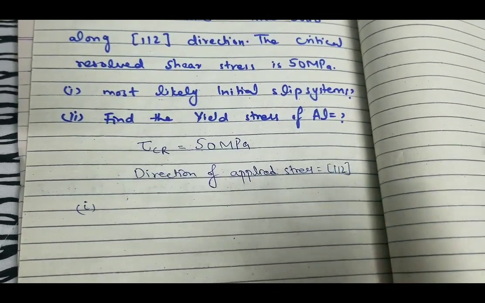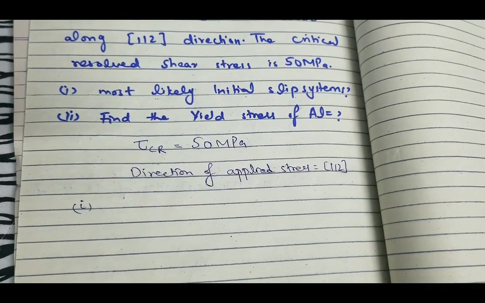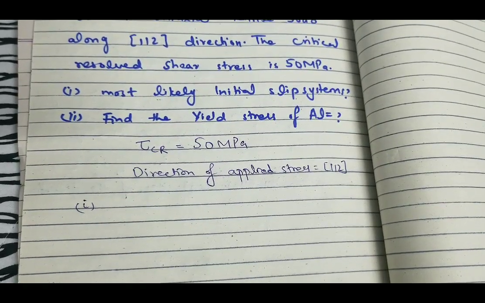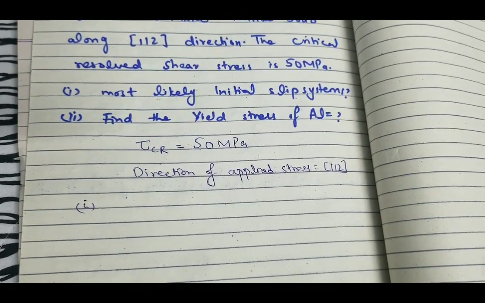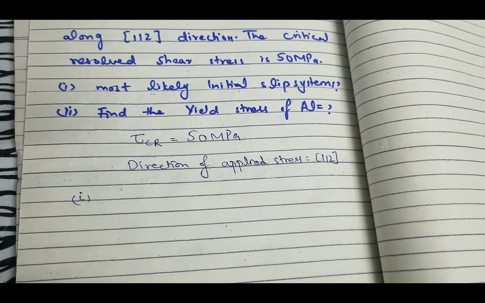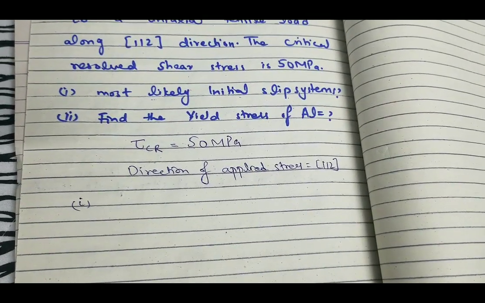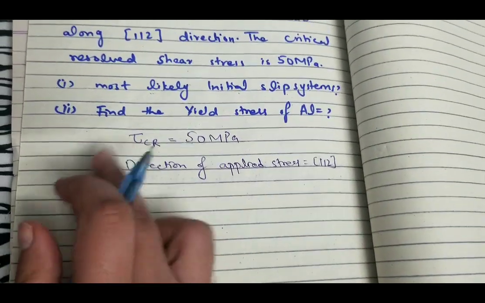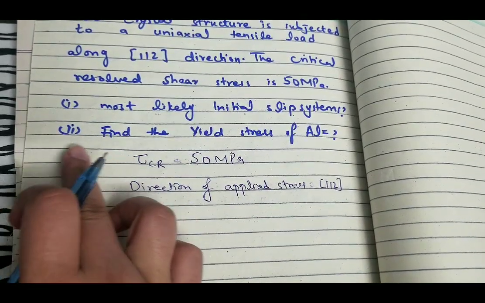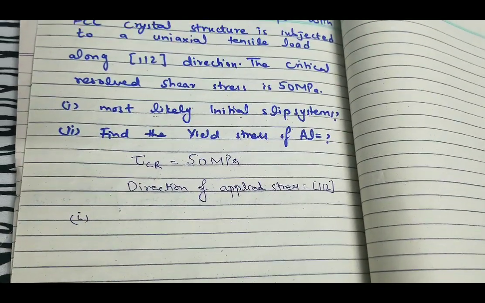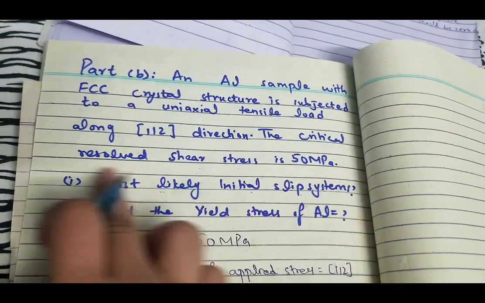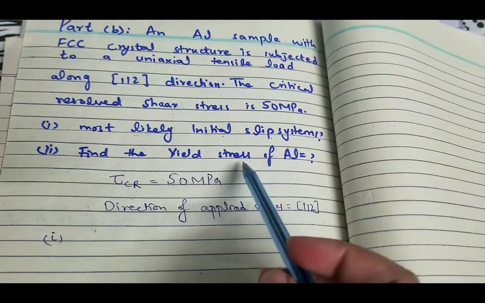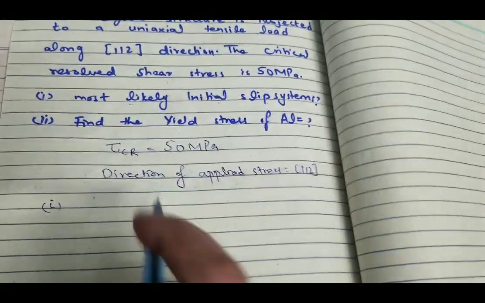In part A we are told to find the initial slip systems. What are the most probable initial slip systems? It means when the force is applied, which slip systems are more likely to be active. So we'll find those slip systems which will be active initially. In part B we have to find the yield stress of the aluminium. From the data that we establish to solve part A, we will be able to find the yield stress from similar data. So let us start the problem.